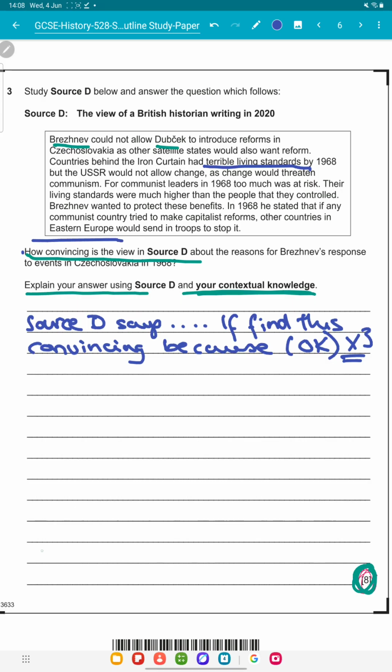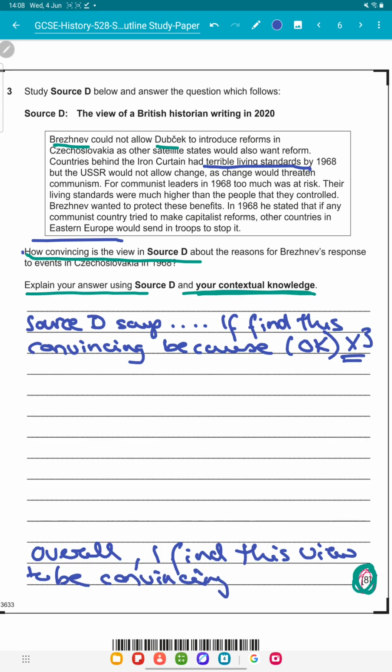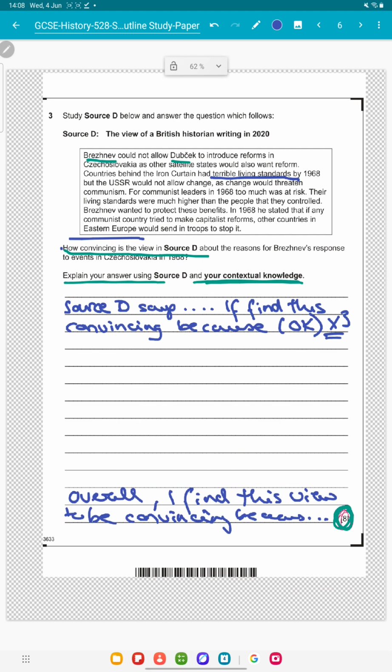And then try and do an overall, like a conclusion. Overall, I find this view to be convincing. And you can do a wee because dot dot dot just to round it off, okay?